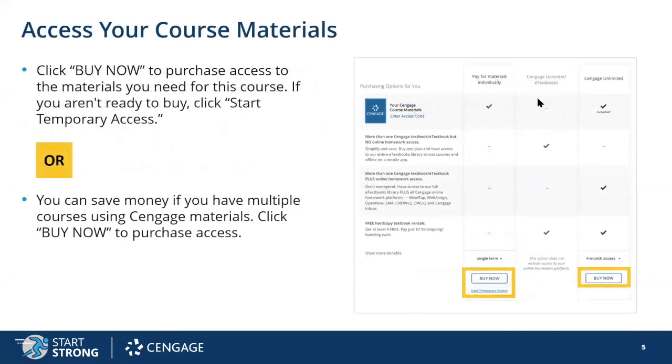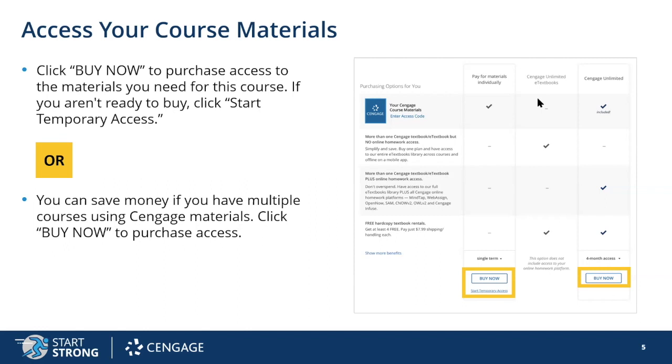That will bring you to a screen where you can decide if you'd like to buy the materials for just this course that you're in, or if you happen to have another course using a Cengage product. It doesn't have to be MindTap. It could be WebAssign or OWL or Cengage Now. Any of those are all Cengage products. You could do Cengage Unlimited. Cengage Unlimited is $119.99 per semester for 4 months. So a lot of times if you have more than one class using one of our products, that's the most cost-effective way to go.